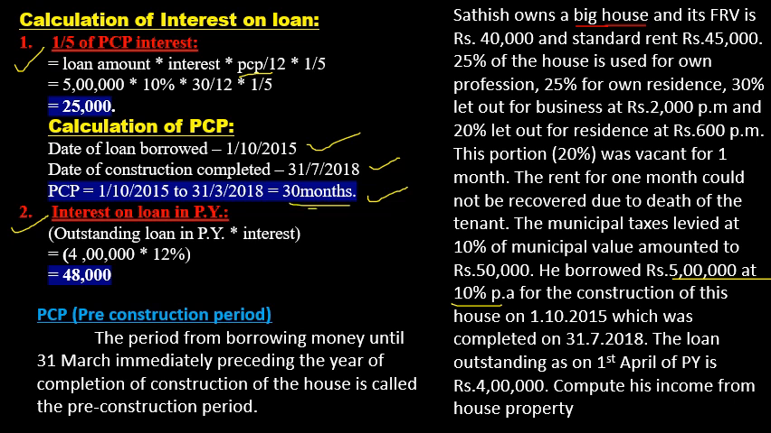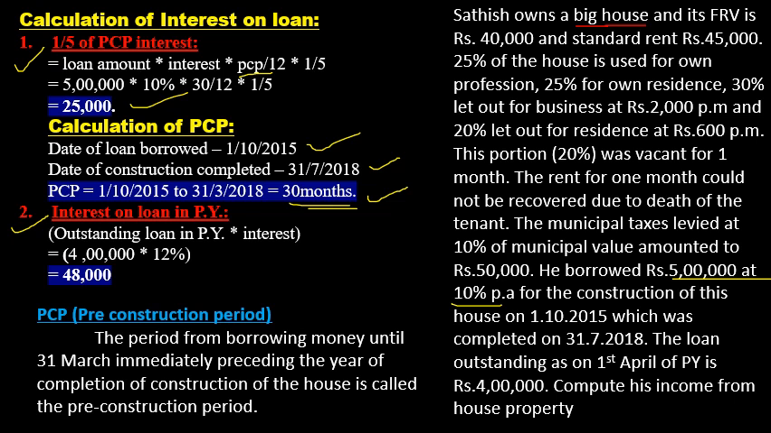So a total of 30 months of pre-construction term is considered for the calculation of interest. The duration of PCP is 30 by 12 and into 1 by 5. 1 by 5 means it has to be paid in 5 equal annual installments. So the total interest for the PCP is 25,000. Again, this is for the big house. For the entire house, the first part of interest on loan, 1/5 of PCP interest, is 25,000.